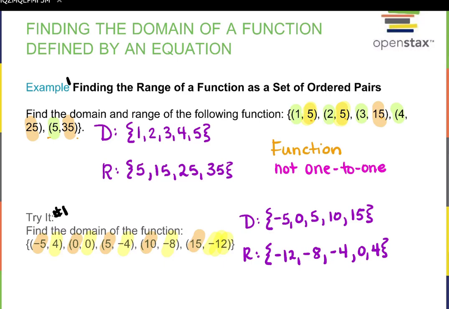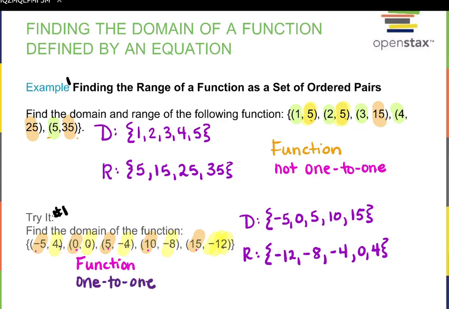Okay, if we look at the try it, our domain, -5, 0, 5, 10, 15, they're all different x's, so that means that each x is associated with only one y, so it is a function. So let's look at our y's, 4, 0, -4, -8, -12, all different. So that means each output, each y, is associated with exactly one input. So that means it is 1 to 1.